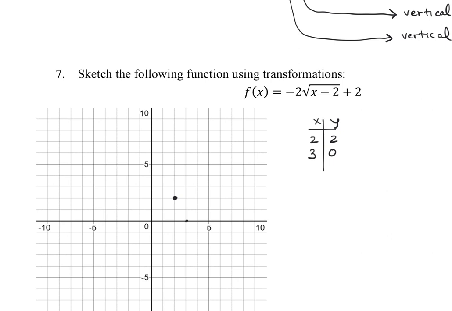Now I'm going to place x equals 6. 6 may seem like a random number. It's not. 6 subtract 2 is 4. And the square root of 4 is 2. 2 times negative 2 is negative 4. Negative 4 plus 2 is negative 2. So 6 comma negative 2 gives us a graph that looks like that.